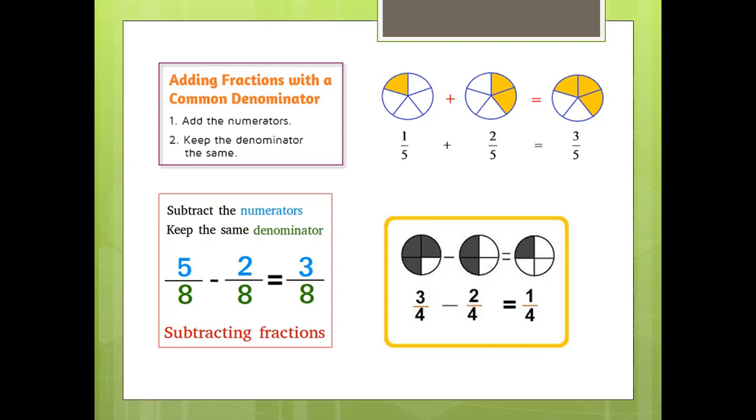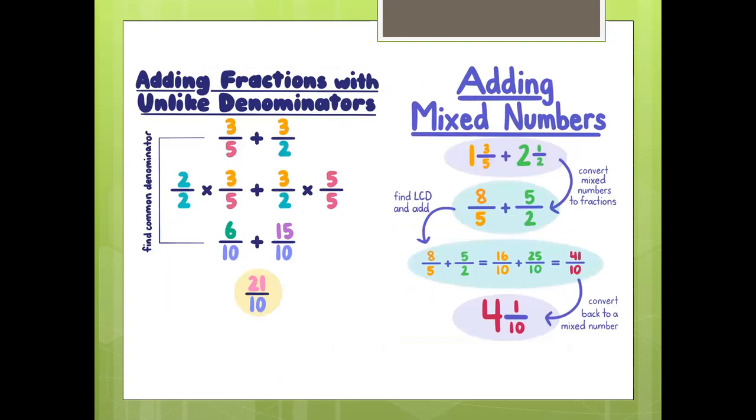Now, what if we have unlike denominators? If the denominators are not the same, then we have to use equivalent fractions which do have a common denominator. To do this, we need to find the least common multiple or LCM of the two denominators. We have here an example: 3 over 5 plus 3 over 2. We could see that these fractions have unlike denominators.